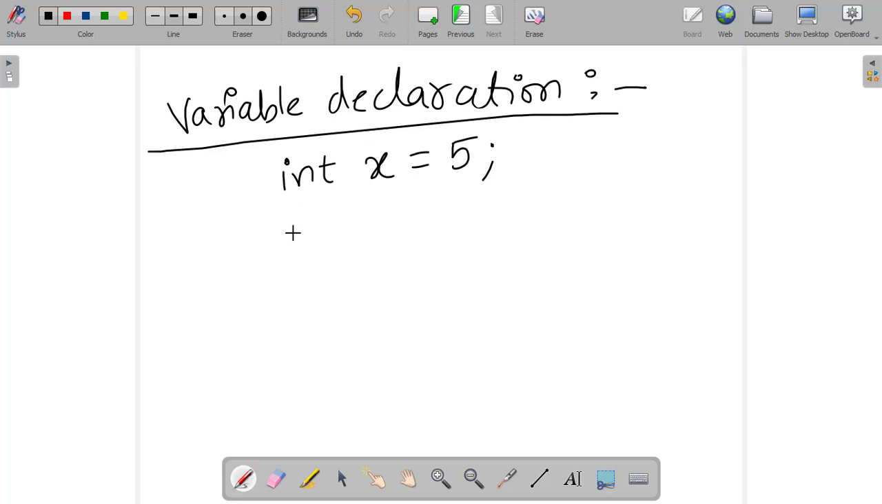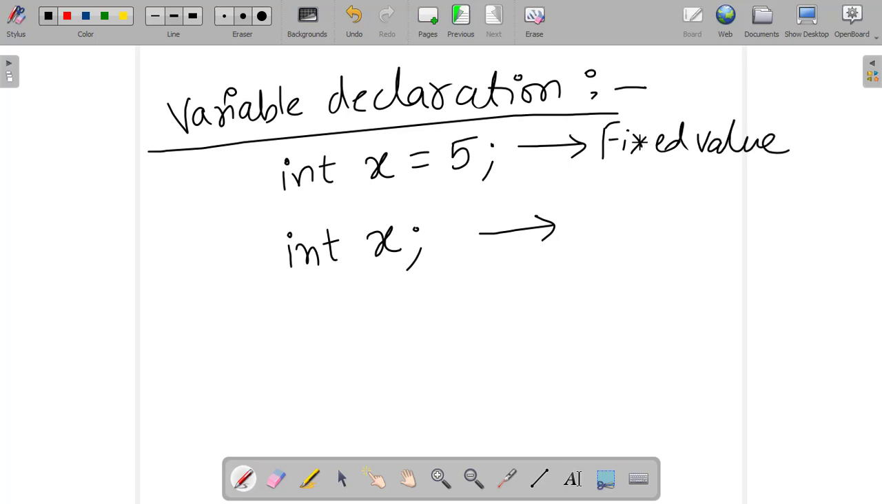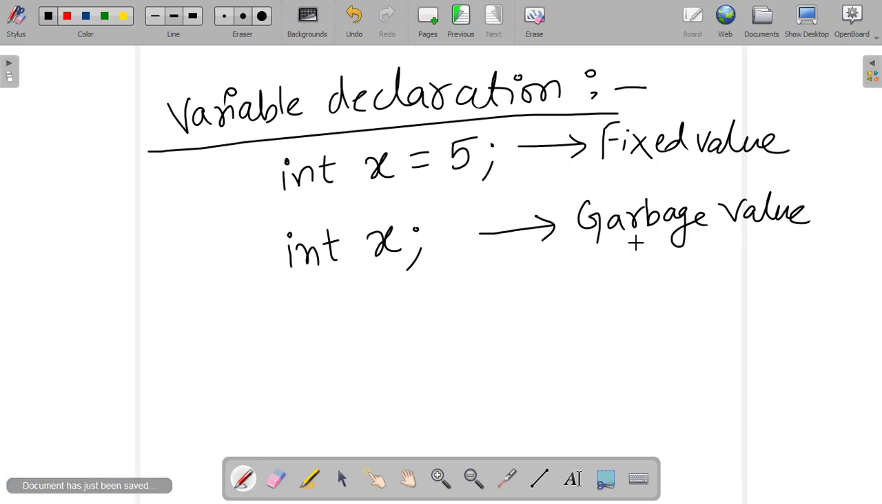Suppose we can also declare it like this, int x only. So what is the basic difference between these two? The first has a fixed value as of now. 5 is assigned to x, but here we have not assigned any value to x. So here it will store a garbage value. It is a terminology which we use here, garbage value. Garbage value means any value which we do not know, any random value that the computer can store, that is called the garbage value.